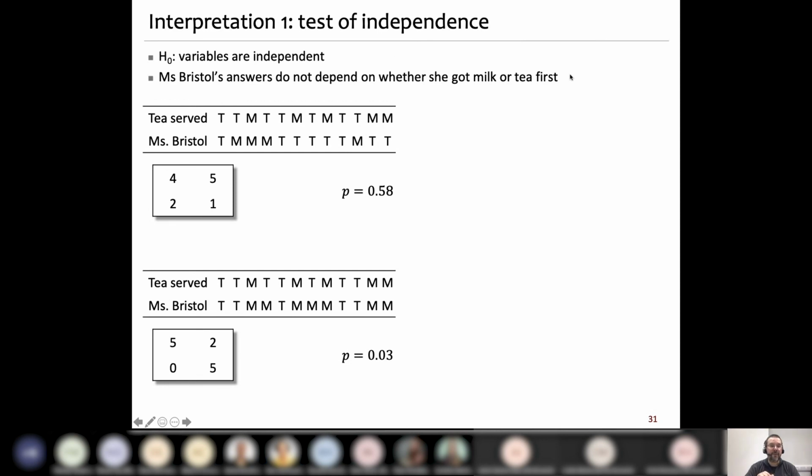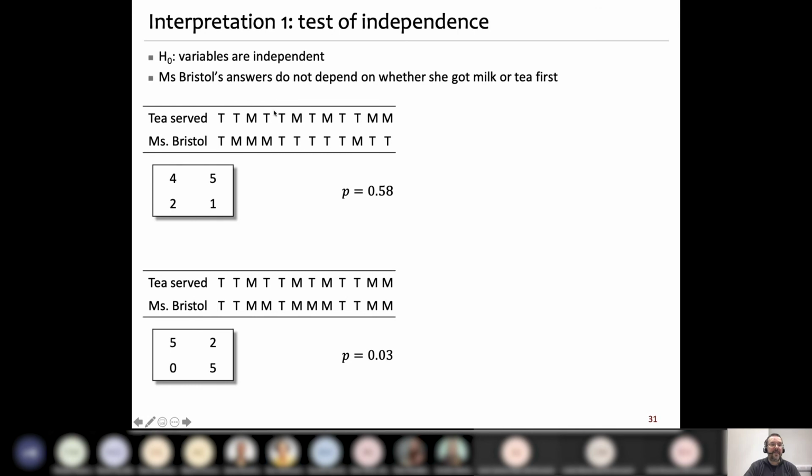And in case of Miss Bristol, would mean that her answers do not depend on whether she got milk or tea first. That means that her answers are random. This is an example of a larger experiment with 12 cups of tea. This is what she was presented with: tea first, milk first, tea first, and so on. And these are her answers.